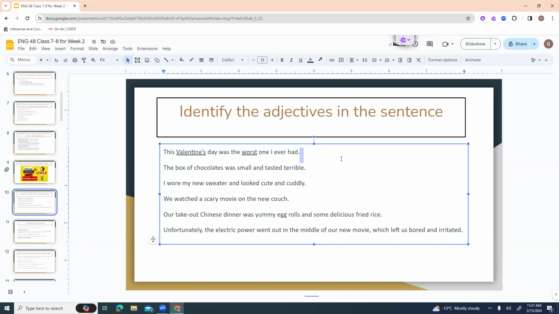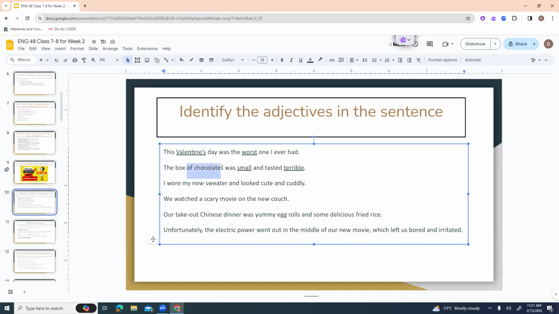The box of chocolates was small and tasted terrible. Okay, so what are our adjectives here? Small is describing the box of chocolates. How did it taste? It tasted terrible. So terrible is my other one. You could say of chocolates is like an adjective phrase as well.